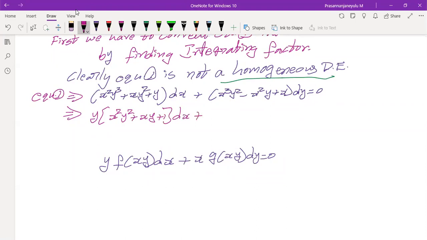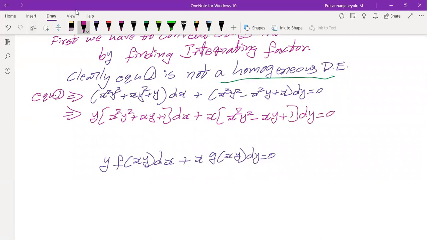Plus, what is the dy coefficient? From the dy coefficient, we should be in a position to take x common. So taking x common, what will we get? Check x square y square. Can we take x common? Yes, here x is there, x is there, x is there. So taking x common, now we'll get xy plus 1 into dy equals 0.